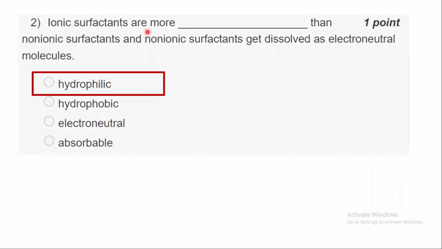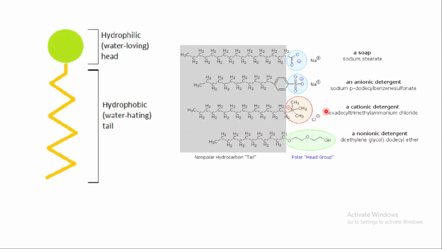That's what the question was. Ionic surfactants are more dash than non-ionic surfactants. Now, if a substance is more soluble in water, it's hydrophilic, it's water loving. While hydrophobic is a substance which will not dissolve in water, like oil. Oil will not dissolve in water, right? So that is the reason why any anionic or cationic detergent will be hydrophilic, while a non-ionic detergent will not be hydrophilic.